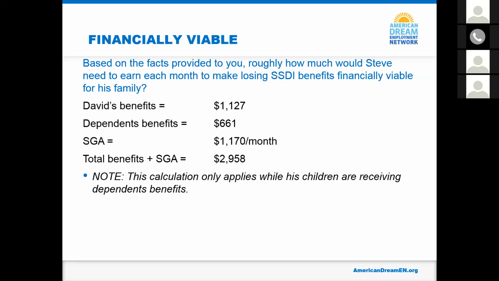Because here's a guy who could work and make 11. So if he was making $2,000, he'd lose all of his benefits and his total income would be $2,000, right? Where he could just work part-time, stay under SGA. See, so we have to be realistic about this.